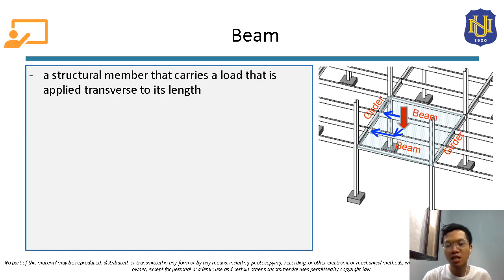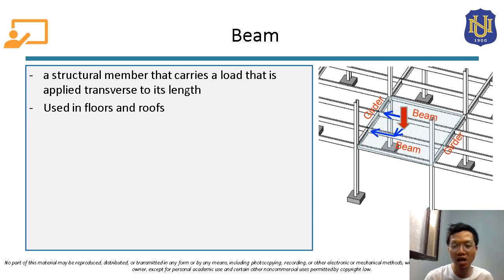A beam is a part of a structure, or a structural member, that carries a load that is applied transverse to its length. Transverse meaning to say that the load is not applied along the longitude of the length of the member. Because if that's the case, that structural member might be a column. It's not a beam. So again, a beam carries a load that is applied transverse to its length.